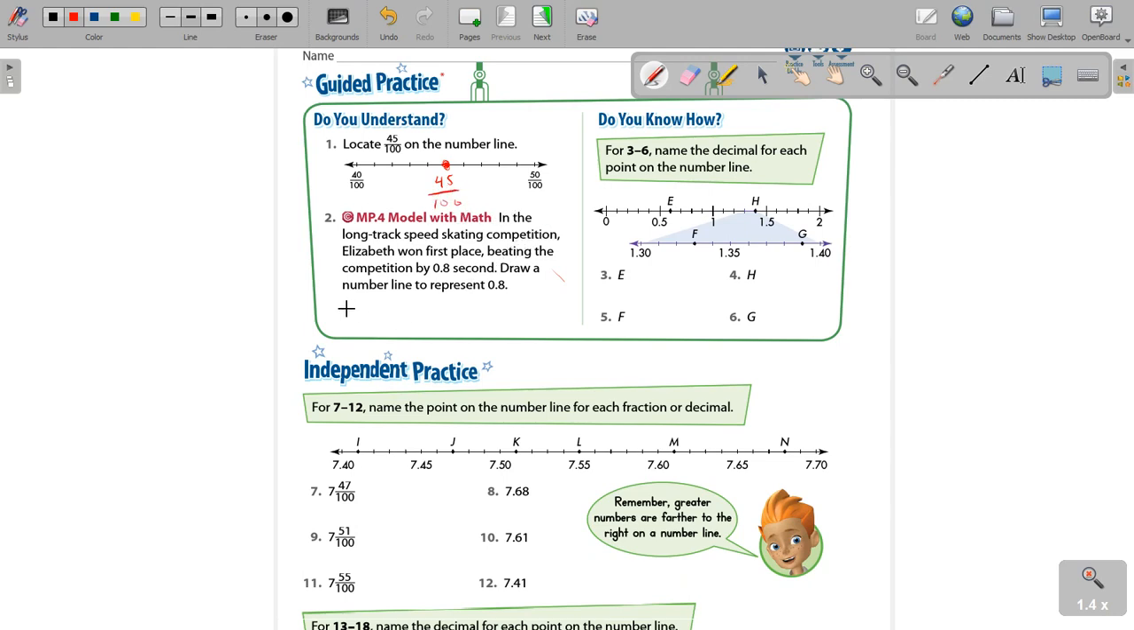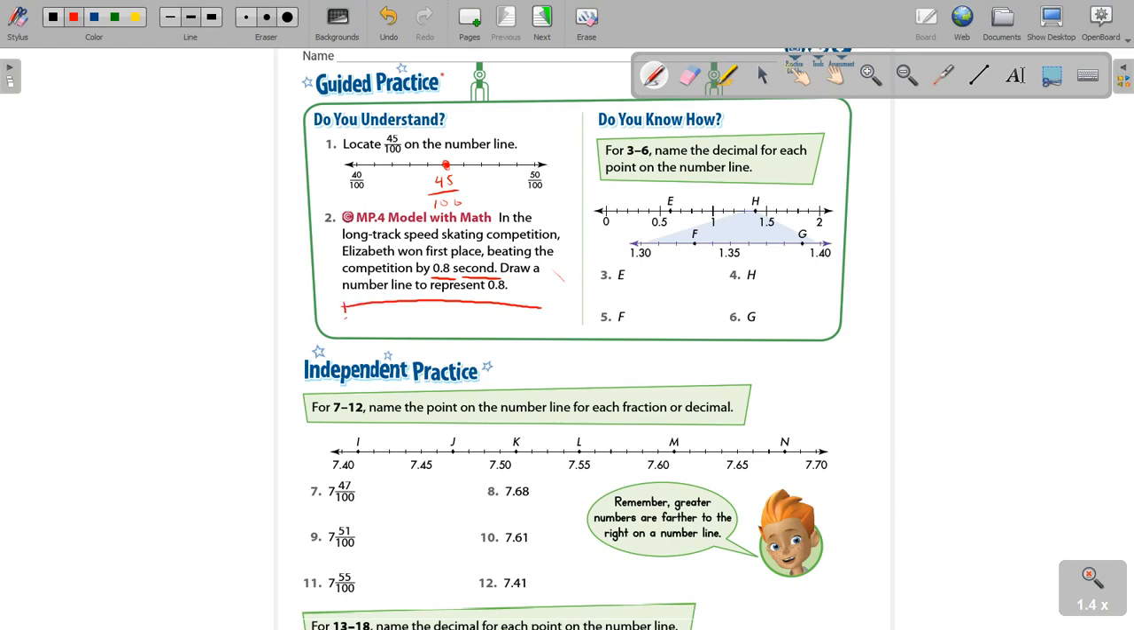Now, let's take a look at this one. They want us to actually draw a number line for this one. So it says, in the long track speed skating competition, Elizabeth won first place, beating the competition by 0.8 seconds. Draw a number line to represent 0.8.